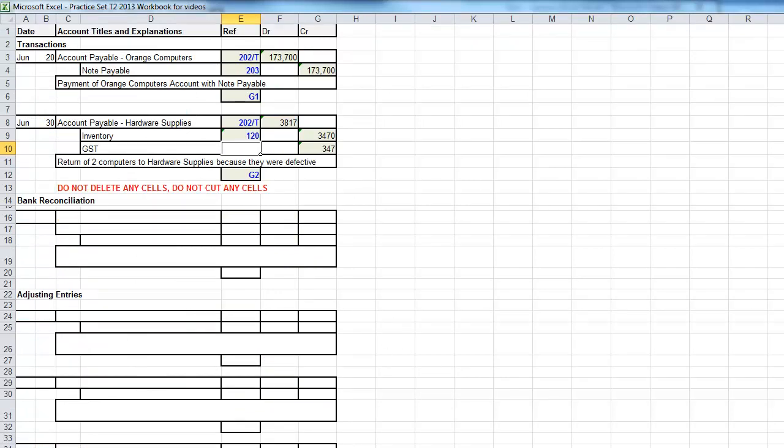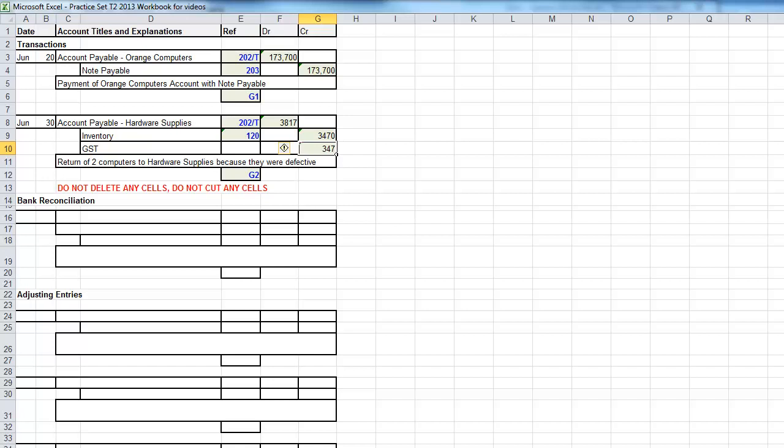GST, let's go to GST 347. So this GST, it's a credit. So why is it a credit? Well, previously hardware suppliers had said they'd collected, or they were going to collect $347 from us for the tax office, and now they're not going to collect that anymore. So we don't have that credit of $347 with the tax office. So our asset with the tax office is going to reduce by $347, or if we have a liability to the tax office, it will increase by $347.